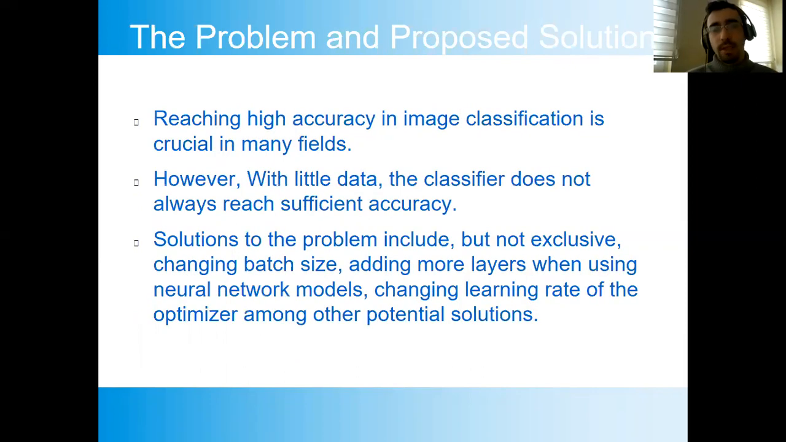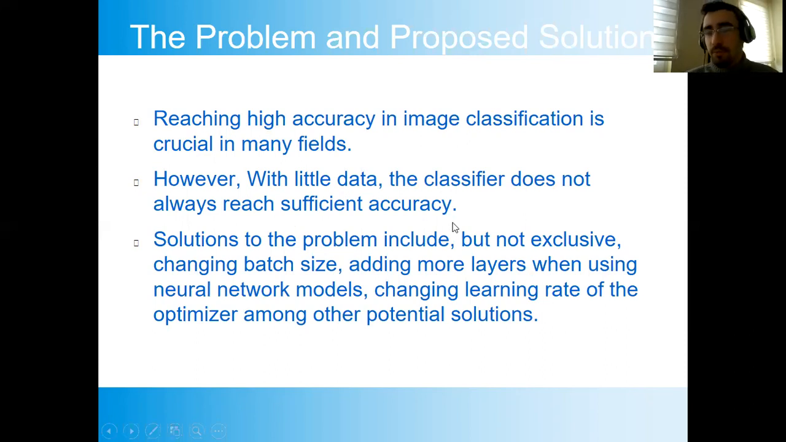So what is the problem and what is the proposed solution? The idea is that in all models, reaching high accuracy in image classification is very crucial in many fields, right? So we use image classification in a variety of fields. We can talk about healthcare, politics, economics, and so on and so forth. So the idea is that we always need high accuracy when we are building and fitting the models. We have sometimes little data, however, and thus it's very difficult to reach sufficient accuracy sometimes.